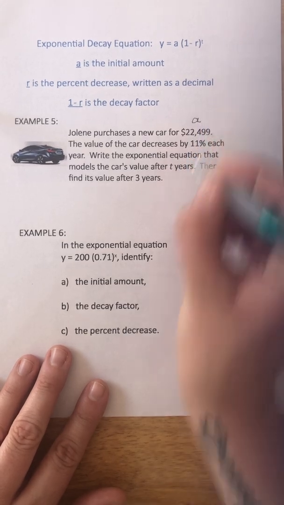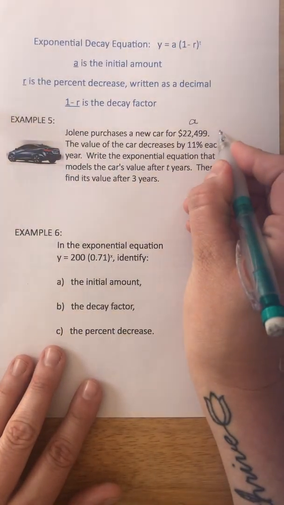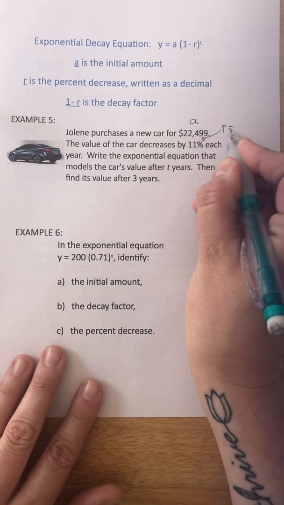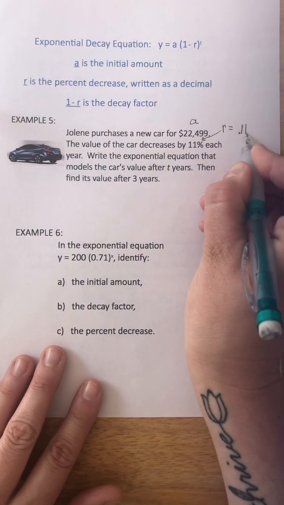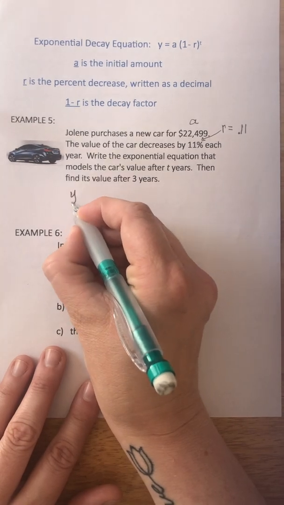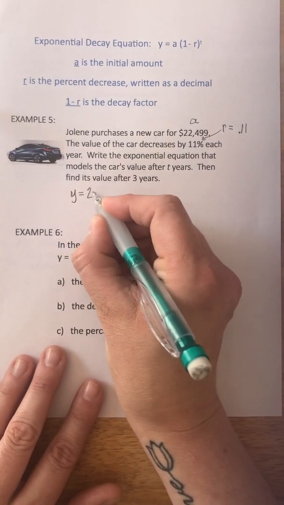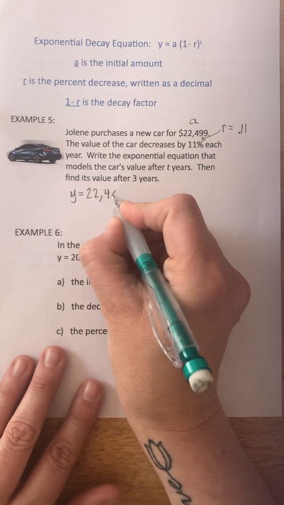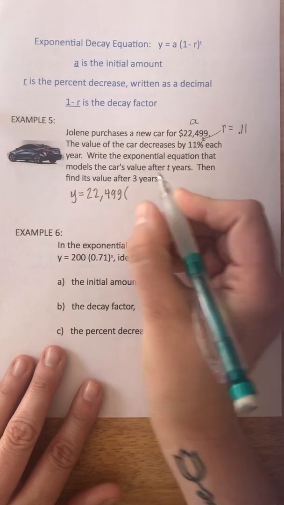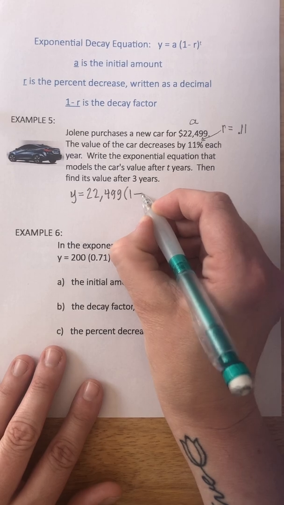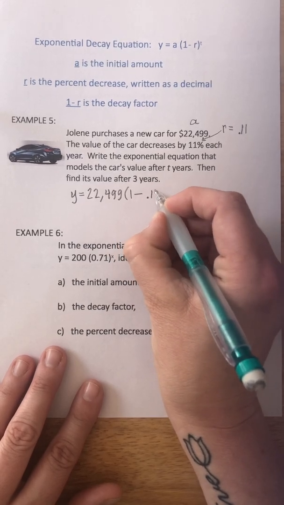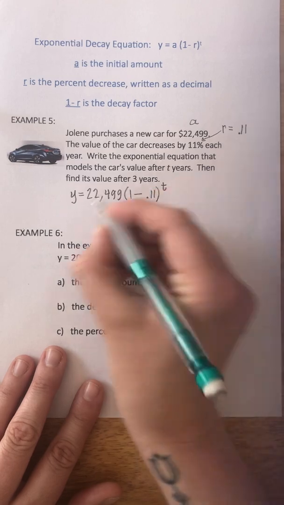So let's identify our variables. 22,499 is our initial amount. 11% is our rate. But remember, we have to change it to a decimal, so I'm going to move the decimal point over 2 places, and I'm going to get 0.11. So I'm going to start off with y equals 22,499 times (1 minus, because remember it's decaying, minus 0.11) raised to the t power.